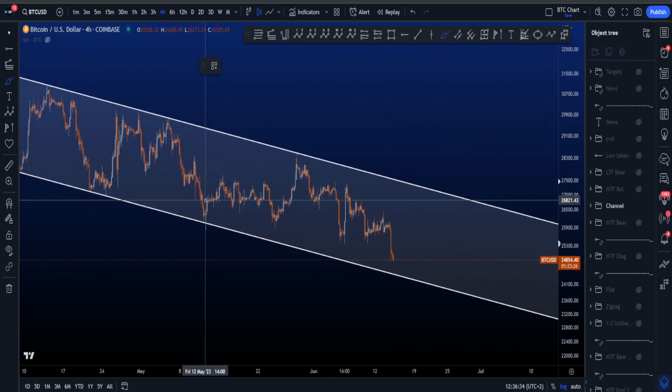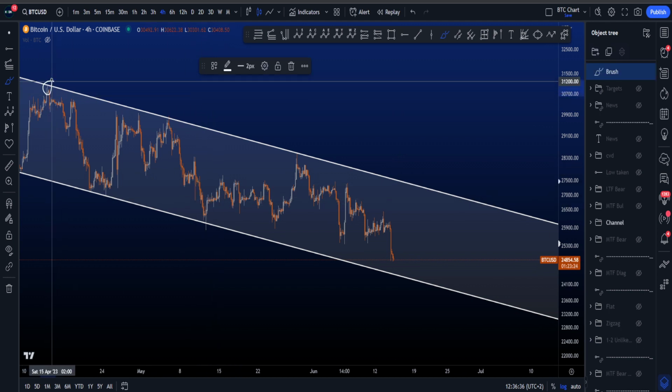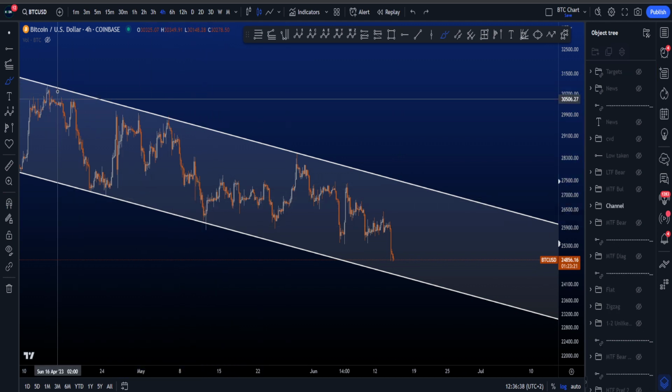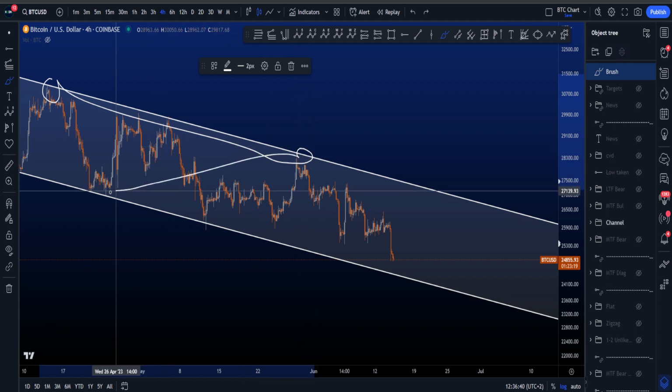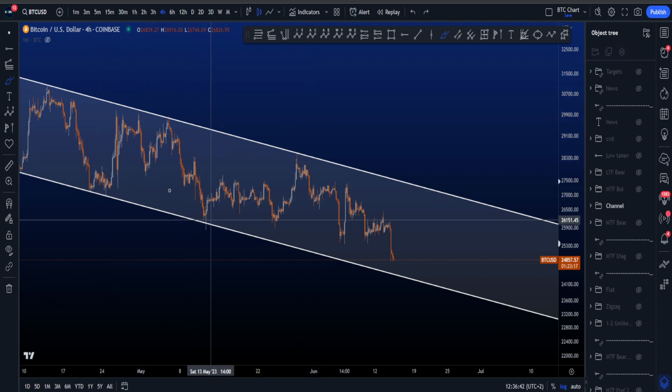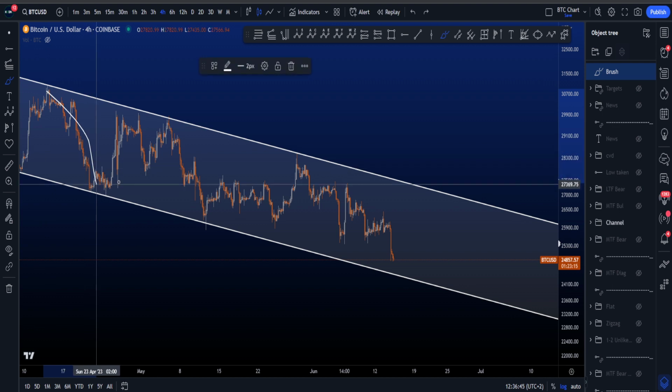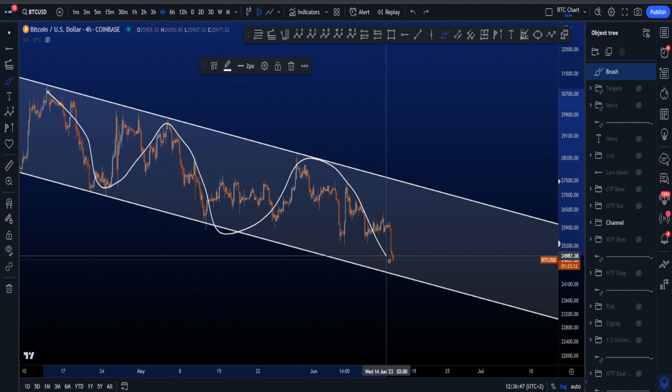So currently this channel is pulled from the high to this high to then the low over here. That's the pull of this channel. And you can see that so far it's been very nicely respected, right? Currently on our way to the downside.